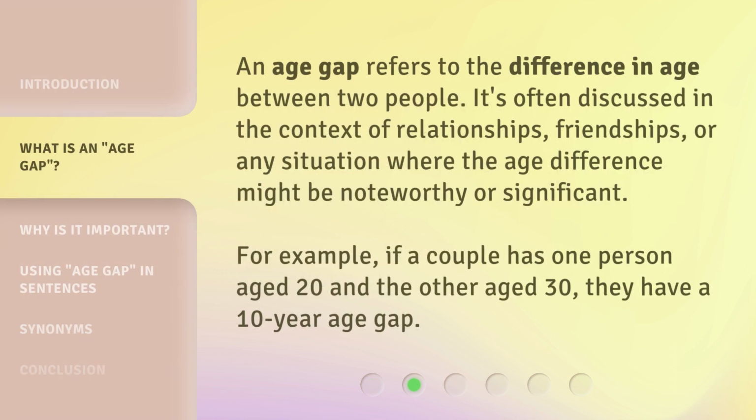An age gap refers to the difference in age between two people. It's often discussed in the context of relationships, friendships, or any situation where the age difference might be noteworthy or significant. For example, if a couple has one person aged 20 and the other aged 30, they have a 10-year age gap.